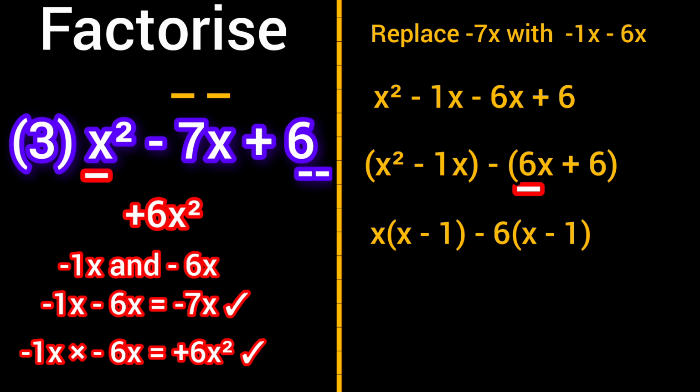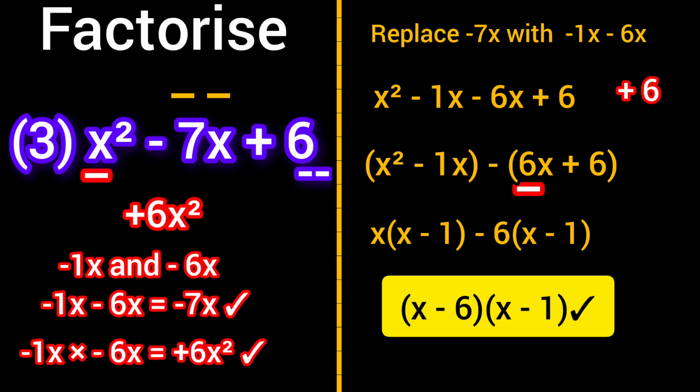How do we get that minus 1? That is plus 6 divided by minus 6, then we are going to have minus 1. Then we pick s minus 6 and we pick s minus 1. And that is the factorization of s squared minus 7s plus 6, which is equal to open bracket s minus 6 close bracket and open bracket s minus 1 close bracket. Thank you. I hope you understand.